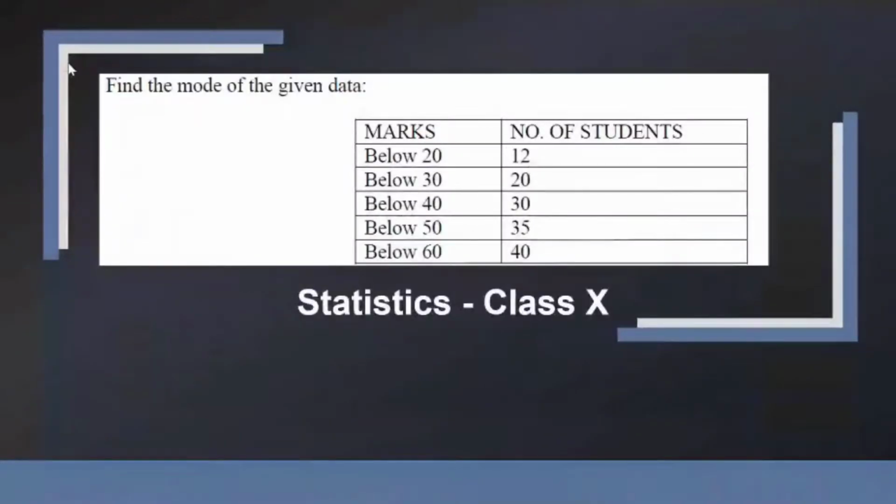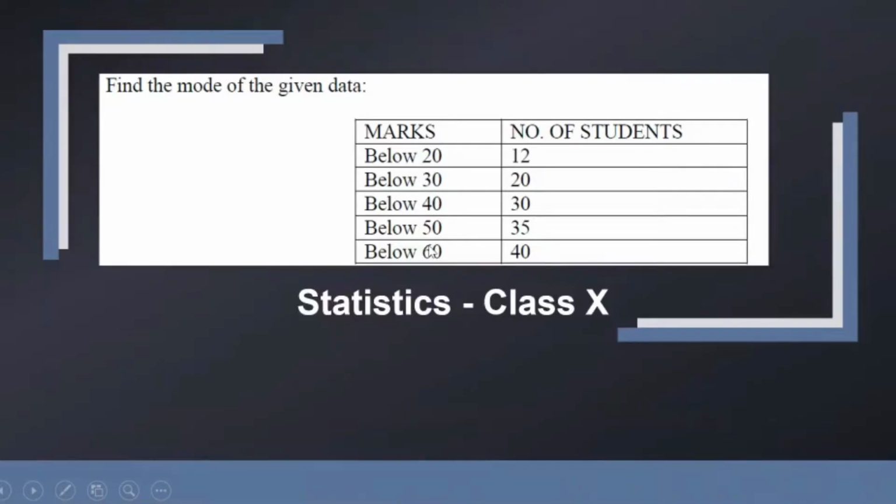Hello everyone. In this question, we will be finding out the mode from the given data. The data given here is in the form of a cumulative frequency table, wherein the students getting marks below 20 are 12, below 30 is 20, below 40 is 30, below 50 is 35, and below 60 is 40. So my first step will be to change this cumulative frequency distribution to a normal frequency distribution table.